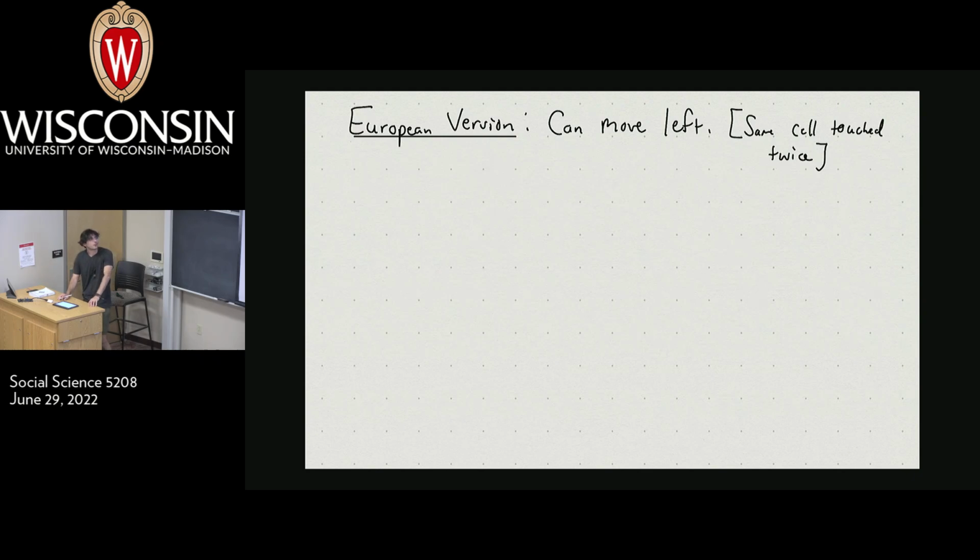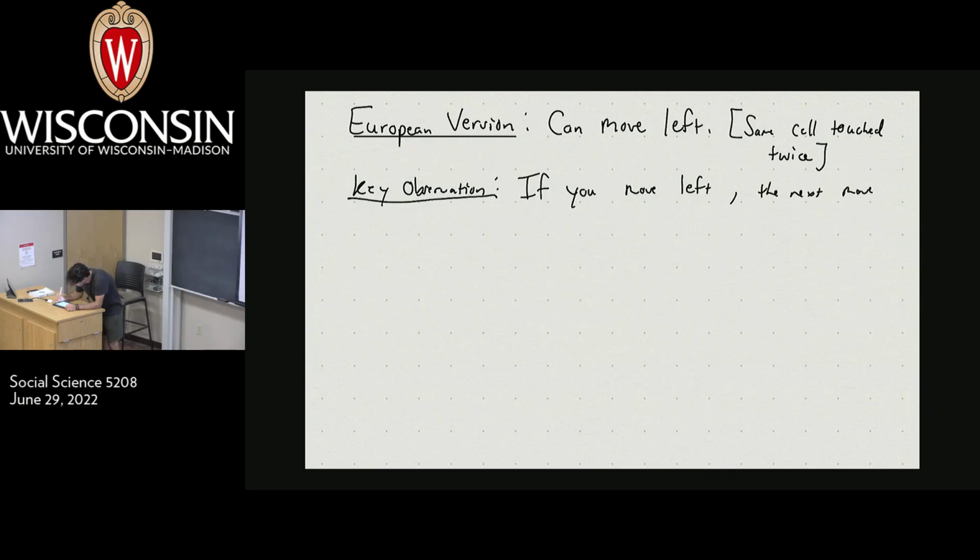So there's two ways to solve this. The key observation that will make this possible: if you move left, the next move can't be right. So you can only go down or left. In particular, if you move left, now you're going to get basically the same game originally, but just with a left arrow instead of a right arrow. So it's almost the original game.